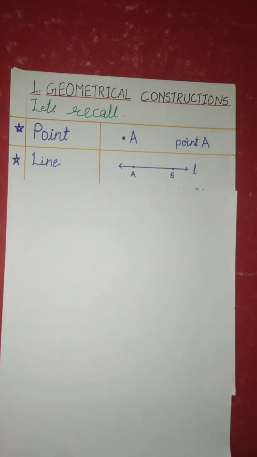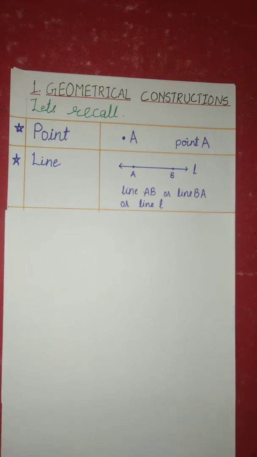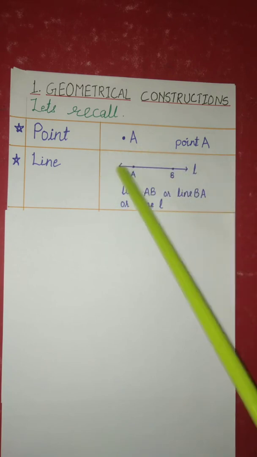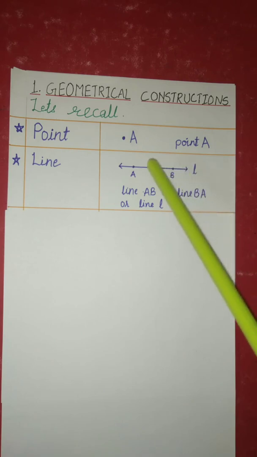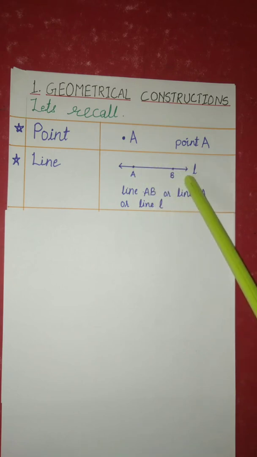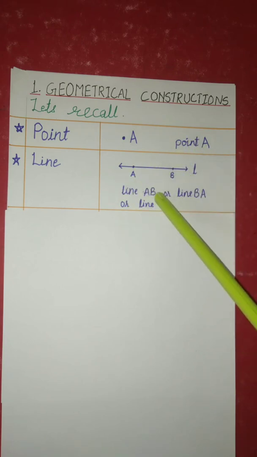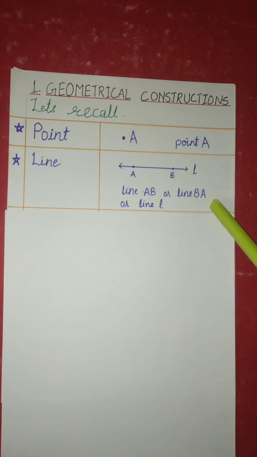The next is line. Take any 2 points A and B. Join them using a ruler. Extend it from both the sides. The figure you will get is a line. As A and B lie on this line, these are the points on the line. Name of this line is written as line AB or line BA.